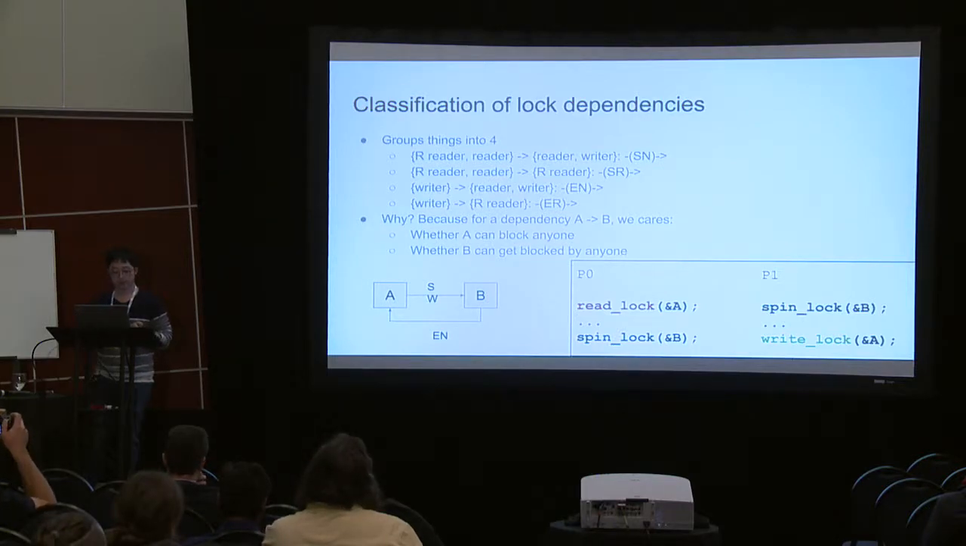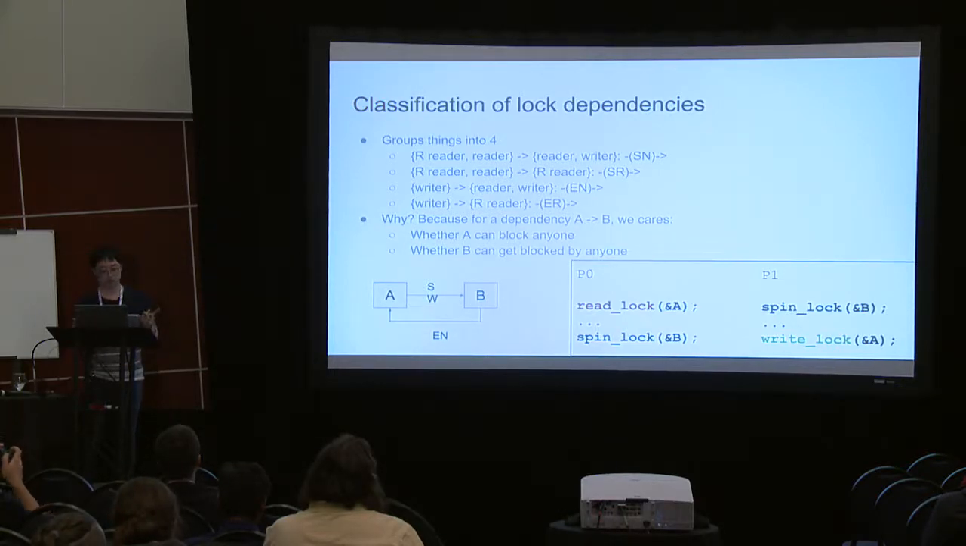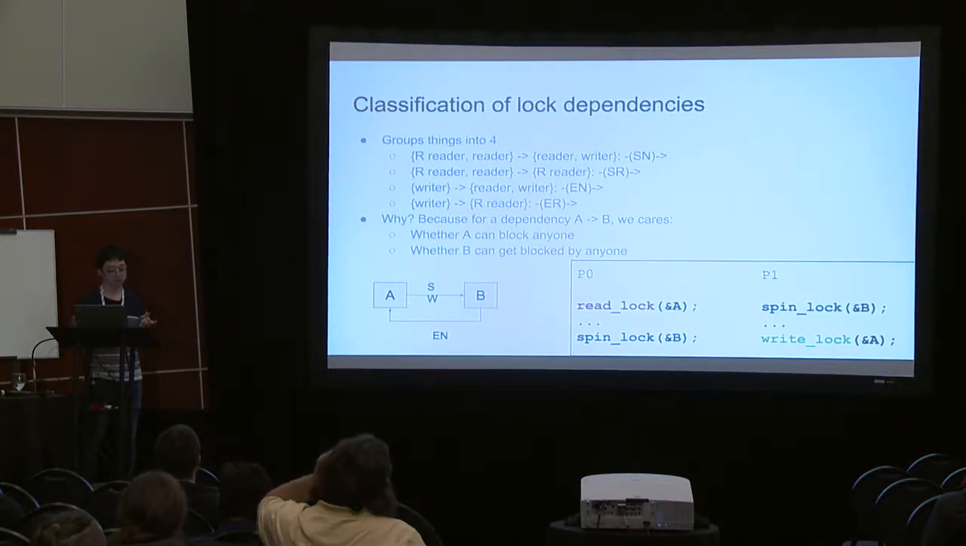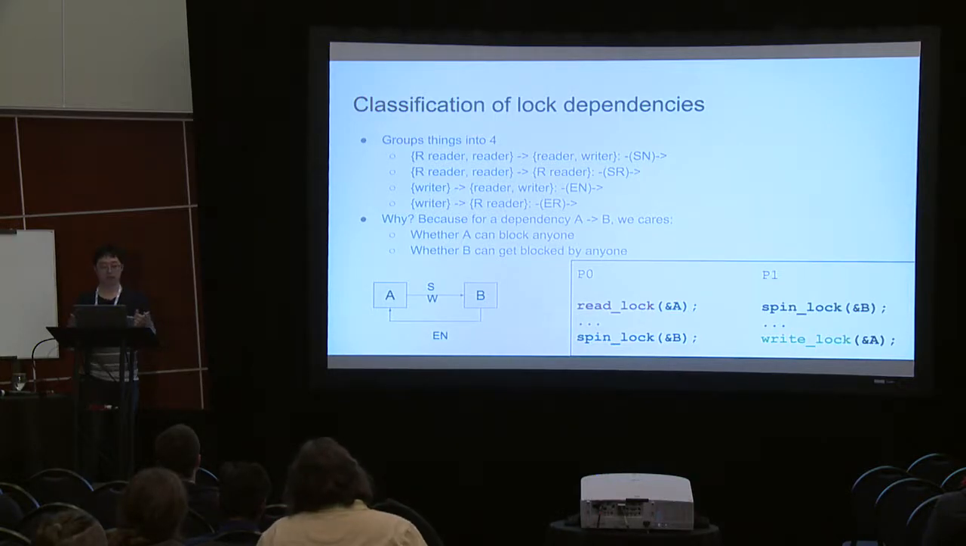So this is the grouping. The first one is S, which stands for shared. Shared means readers, whether recursive readers or non-recursive readers. E stands for exclusive, a writer or spin lock. N stands for non-recursive, which covers the writers and the non-recursive readers. And R stands for recursive readers.